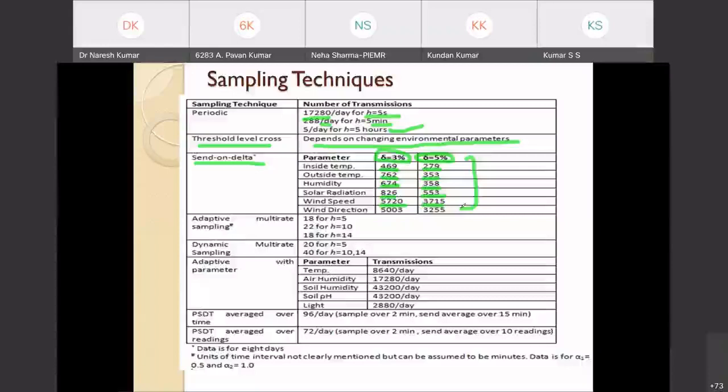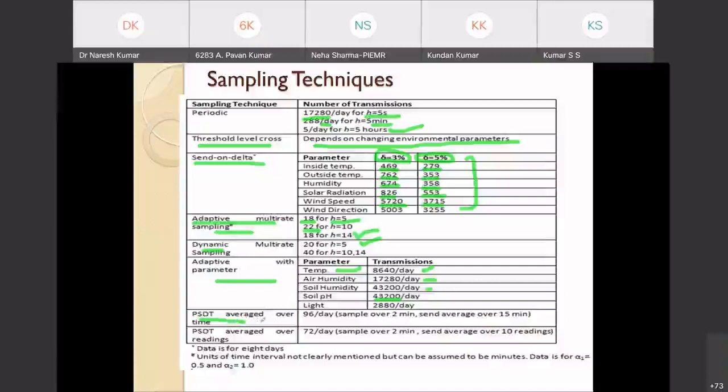Then we had adaptive multi-rate sampling. For this, we require say 18 transmissions for HS 5 hours, and 10 for this, and for HS 14, 18. So dynamic multi-rate sampling, HS 5, 44, 10 and 14. So adaptive with the parameter: for temperature, the number of transmissions will be 8640 per day, air humidity that many times per day, soil humidity that many times per day, and soil pH 43200 per day. So the number of transmissions will be more in case of adaptive with parameter, and different parameters will transmit different numbers of times.